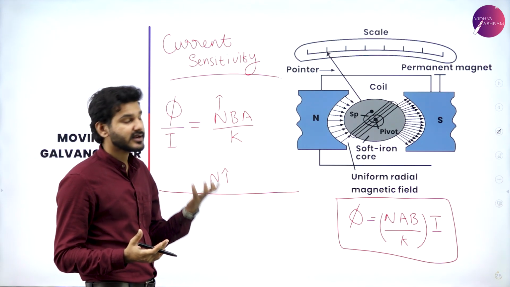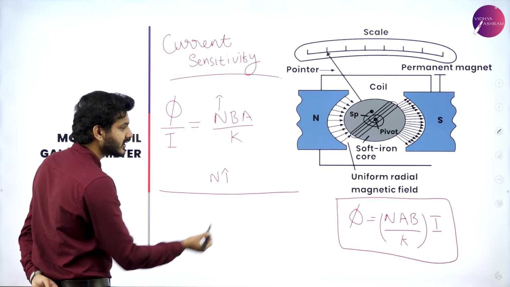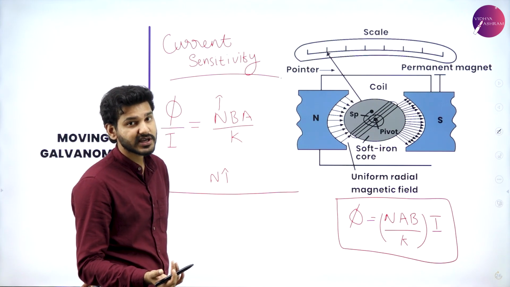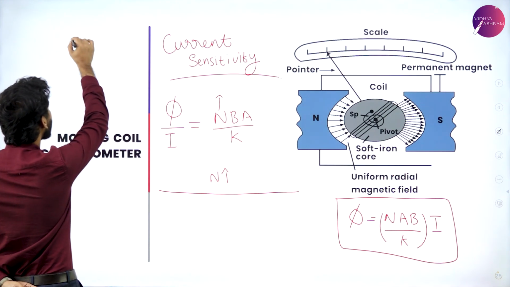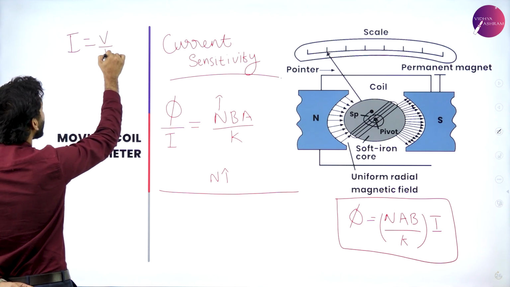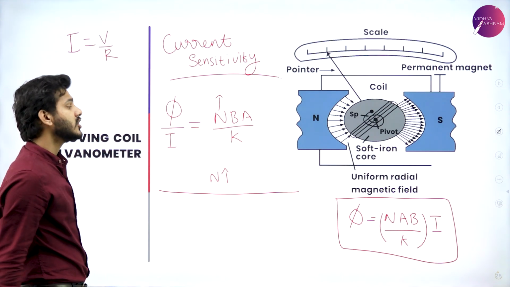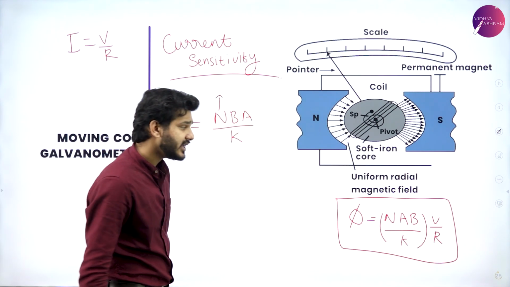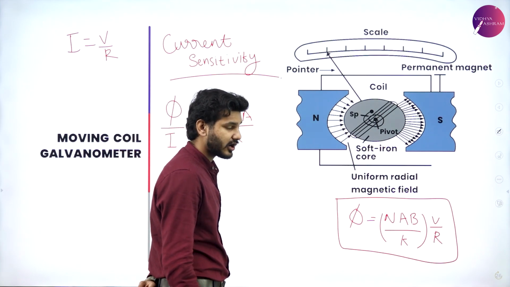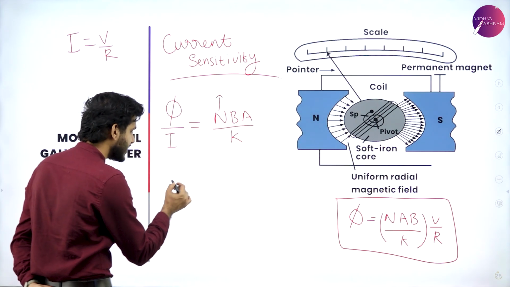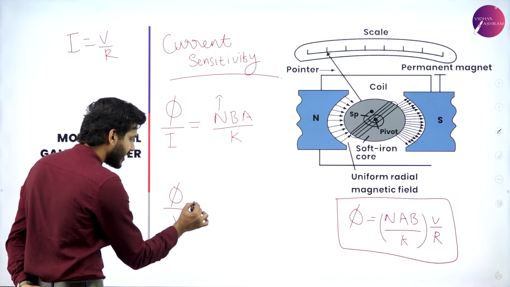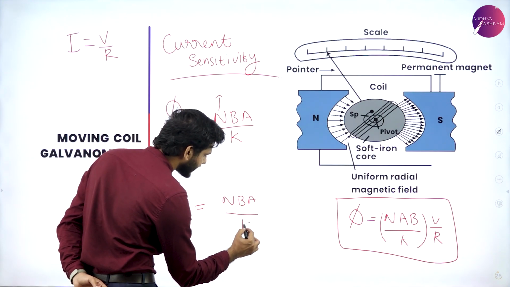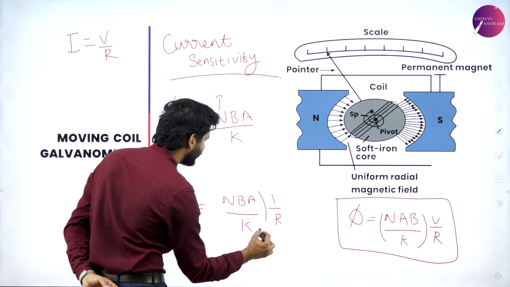Sadly, there is a problem to that. That is because the equation says that phi is equal to NAB by K into I. If we want it in terms of voltage, we have to use Ohm's law, which states that I is equal to V by R, or IR is equal to V. So we can substitute that here and rewrite it as phi is equal to NAB by K into V by R. Simply, in order to get voltage sensitivity we can write phi divided by V is equal to NAB divided by K into 1 by R.